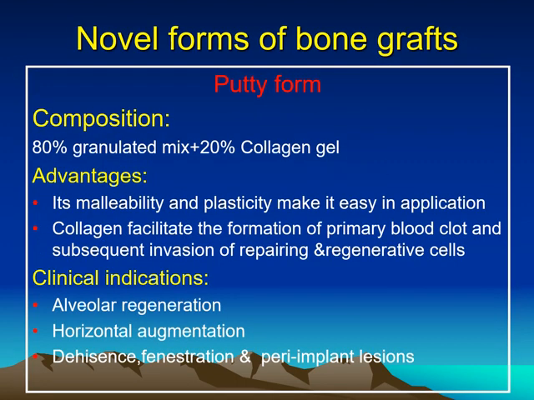The putty form also has been developed. It is composed of 80% granulated mixed plus 20% collagen gel. Its advantage is its malleability and plasticity, which make it easy in application. Also, the collagen facilitates the formation of primary blood clots and subsequent invasion of repairing and regenerative cells. The clinical indications are alveolar regeneration, horizontal augmentation, dehiscence, fenestration, and periimplantitis.